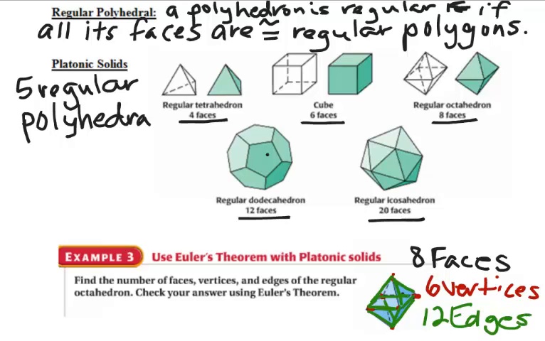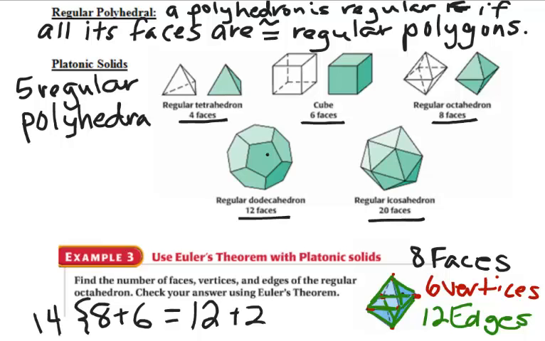Let's check it with Euler's theorem. Faces plus vertices, 8 plus 6, does that equal edges plus 2? And 8 plus 6 is 14, and so this side, 14, and then 12 plus 2, 14. So Euler's theorem is true here.